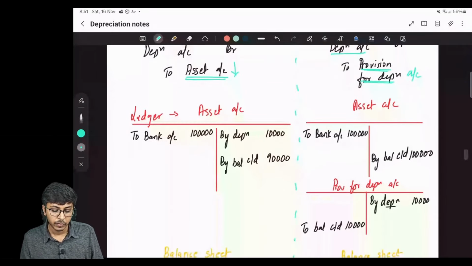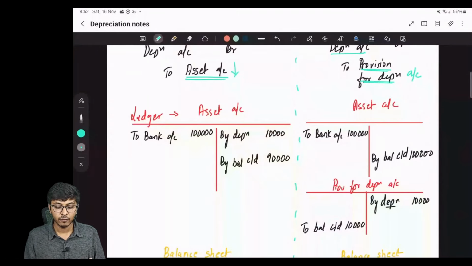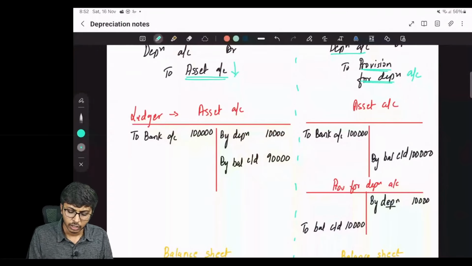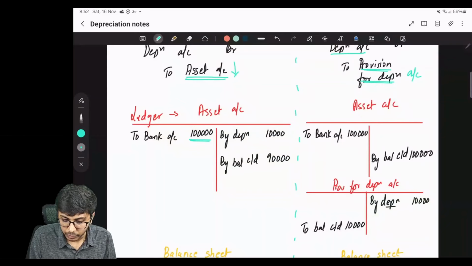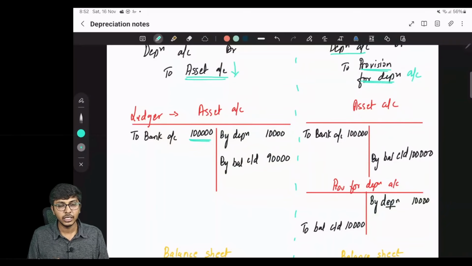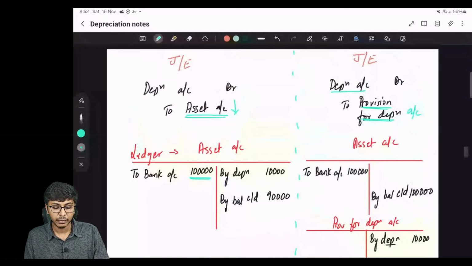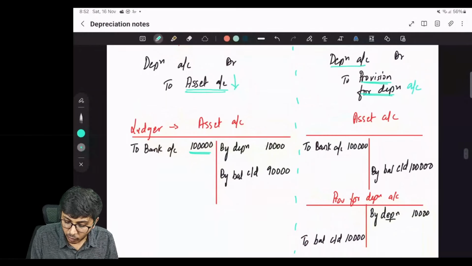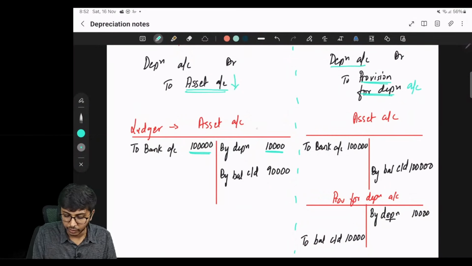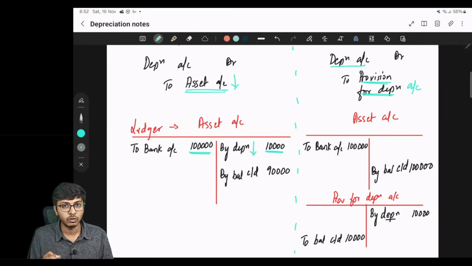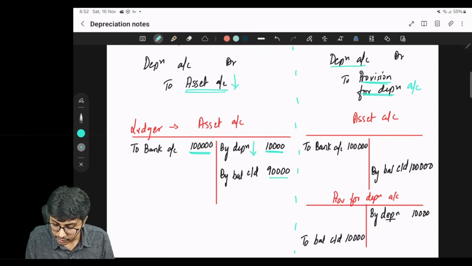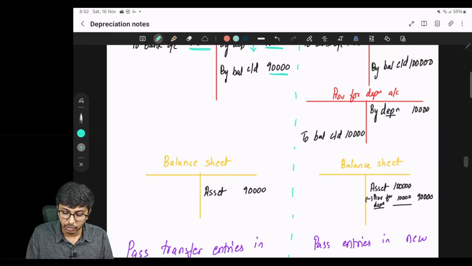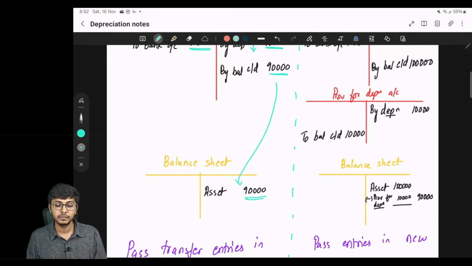Let's go next. So how is it presented? If you take any machinery account or any asset account, when you buy the asset to bank for 1 lakh rupees, you bought it, correct? Now you are depreciating. You depreciated for the first year. If you are preparing in this method where provision for depreciation is not maintained, depreciation will be provided in the same account, that is asset is reduced by 10,000 rupees. What is the balance of the asset? Balance of the asset is 90,000. So this balance will be transferred to the balance sheet on the asset side, 90,000 like this.